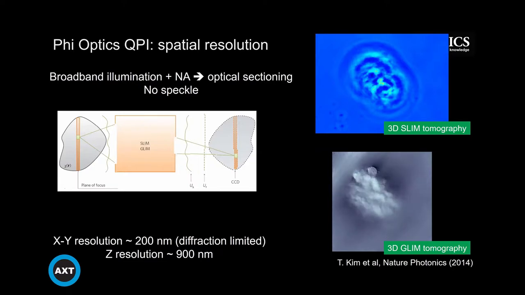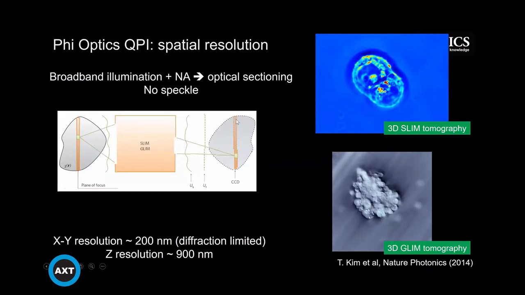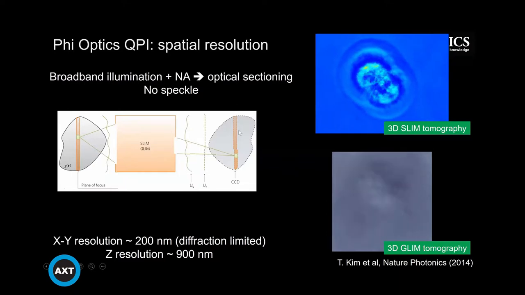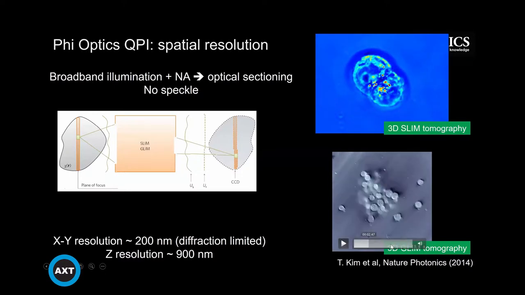This Z resolution is dictated by two effects. One is broadband illumination. The illumination that is used for imaging is white light. And the second one is the numerical aperture of the objective, which gives you a depth of focus gating. Together, they lend to the SLIM and GLIM techniques their optical sectioning properties, meaning that imaging at every time is done through a slice of the sample, a focus plane through the sample that is then carried over to the camera. And that allows one, for example, to do SLIM and GLIM tomography.